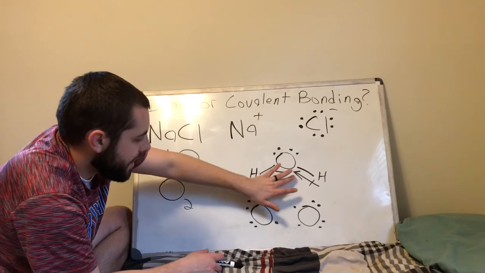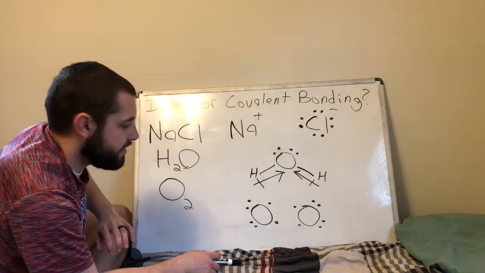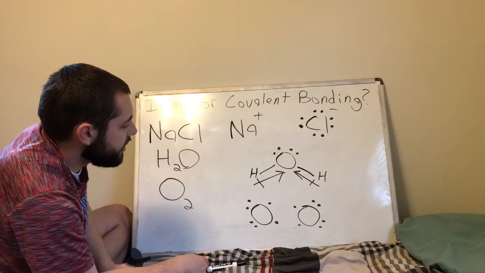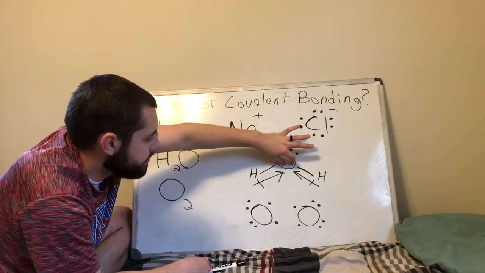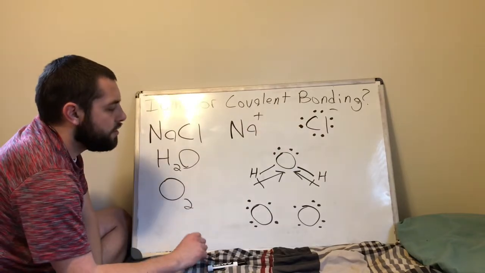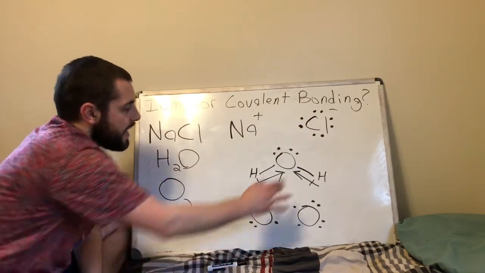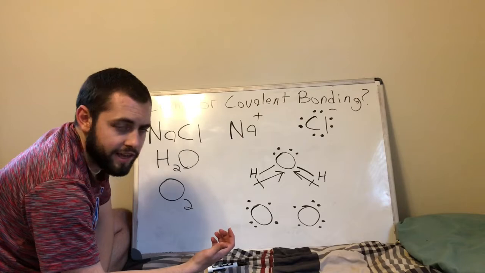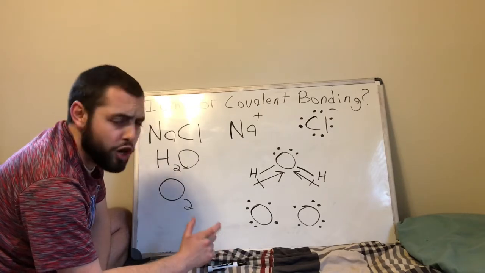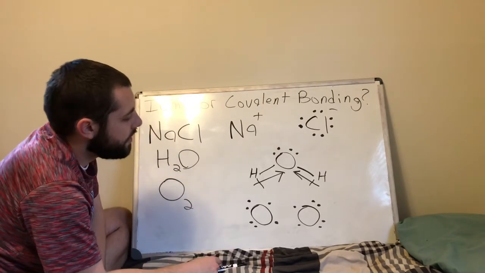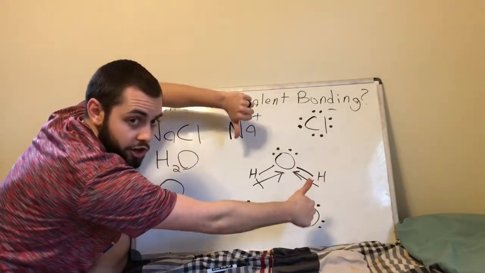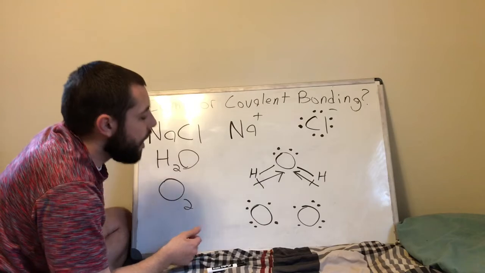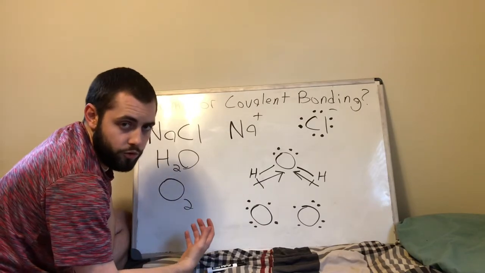And then the arrowheads, they're showing the movement of the electrons. These electrons are spending most of their time here, closer to oxygen. That makes the oxygen partially negative. It's not a full negative charge like chlorine has, but it is partially negative. This separation of charge makes water a polar molecule.